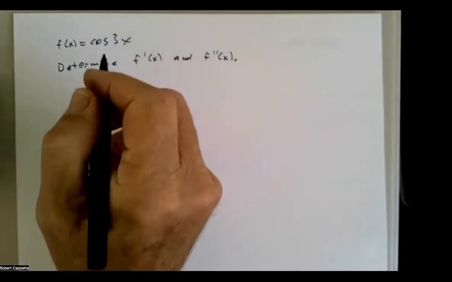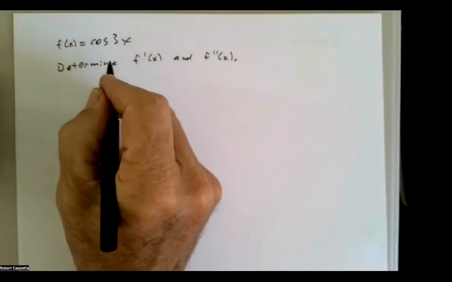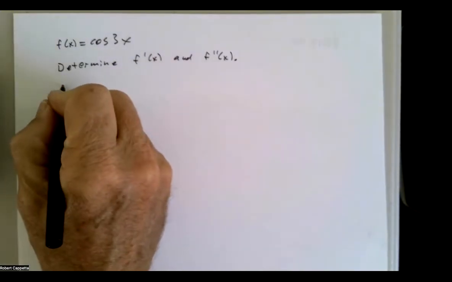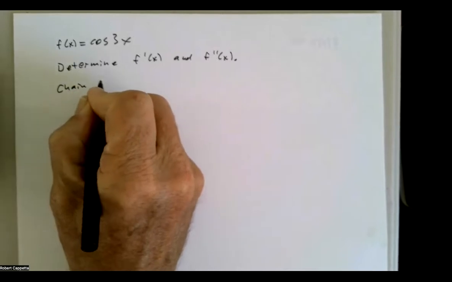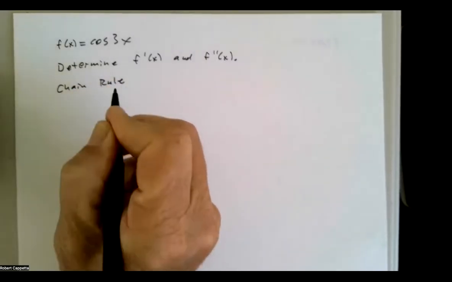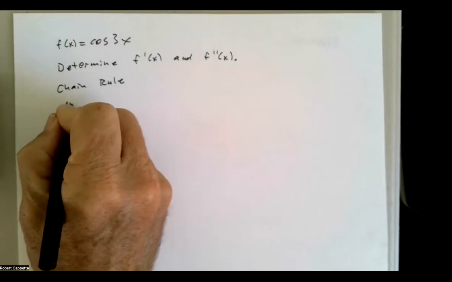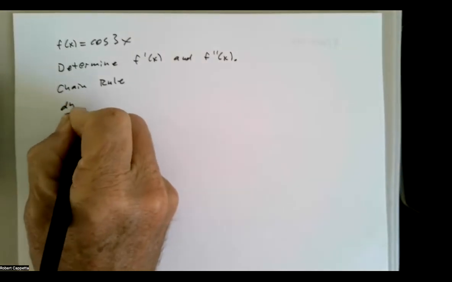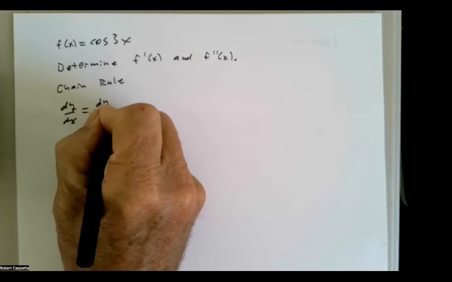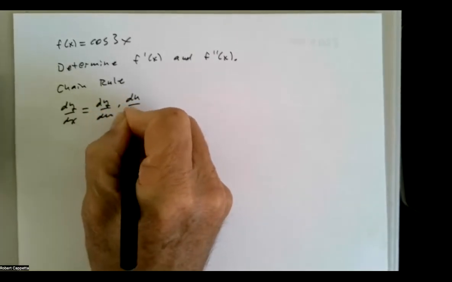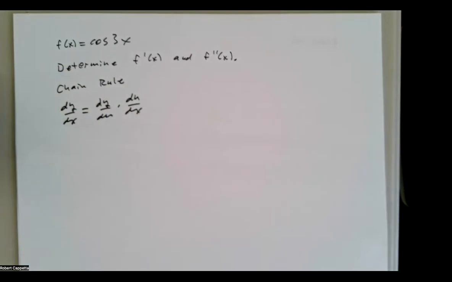So for this question, we're given that f of x is cos 3x. We want to determine f prime of x and f double prime of x. And our concept here is the chain rule. So let me remind you of the basic ideas here. One notion is that dy dx equals dy du times du dx. So that's one way of looking at the chain rule.